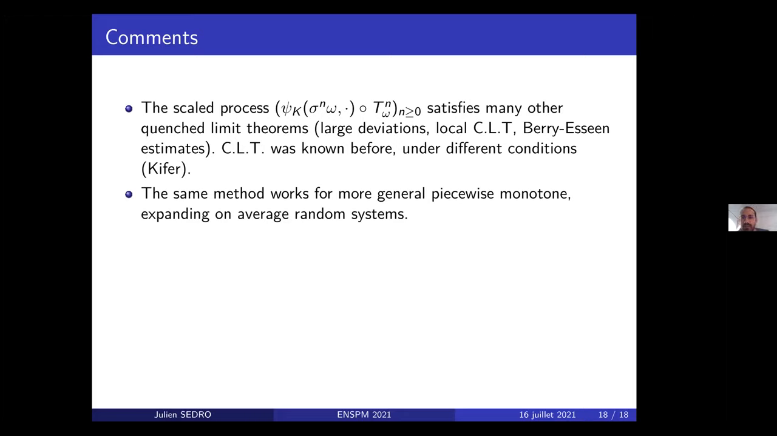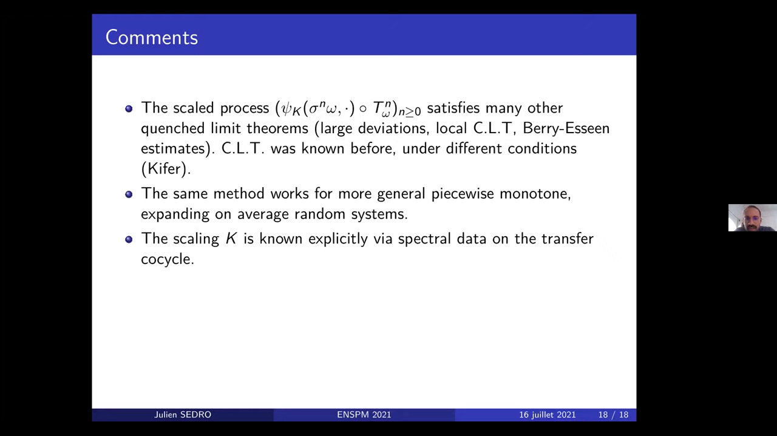The example I presented to you is a subexample of a more general situation with piecewise monotone expanding on average random systems, meaning that you allow some discontinuity in your maps. So the scaling constant K is known explicitly by spectral information on the transfer operator cocycle. We have an explicit expression for it, which is not very pretty, so I won't show it here, but if you know the Oseledets spectrum of your transfer cocycle, you know K. That's the information I wanted to give.